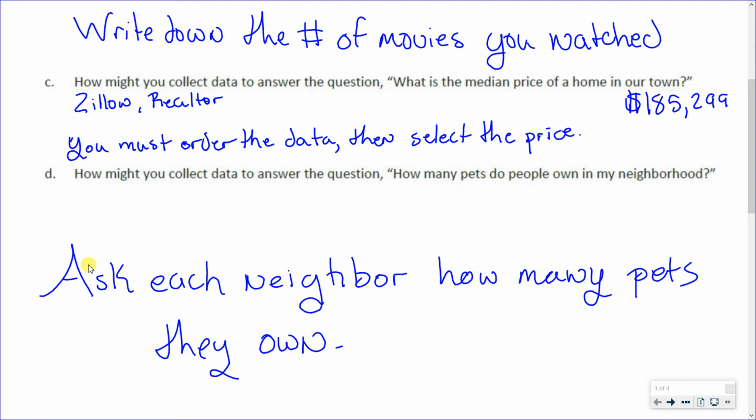The median price is the middle price, okay? So that means I would have had to collect a lot of prices, a lot of costs of homes, and put them in order from least to greatest. So that's what I have to do. I have to collect a lot of data.